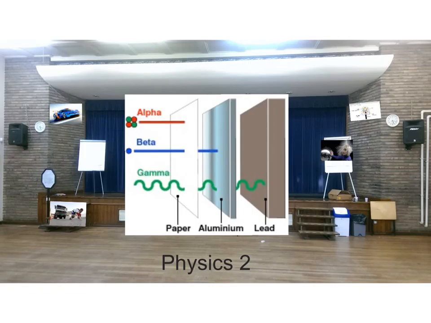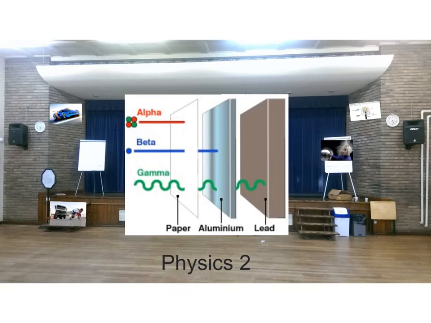Alpha radiation is stopped by paper, has a range of a few centimeters in air and consists of particles, each composed of 2 protons and 2 neutrons. Beta radiation is stopped by thin metal, has a range of about a meter in air and consists of fast-moving electrons emitted from the nucleus. Gamma radiation is stopped by thick lead, has an unlimited range in air and consists of electromagnetic radiation.